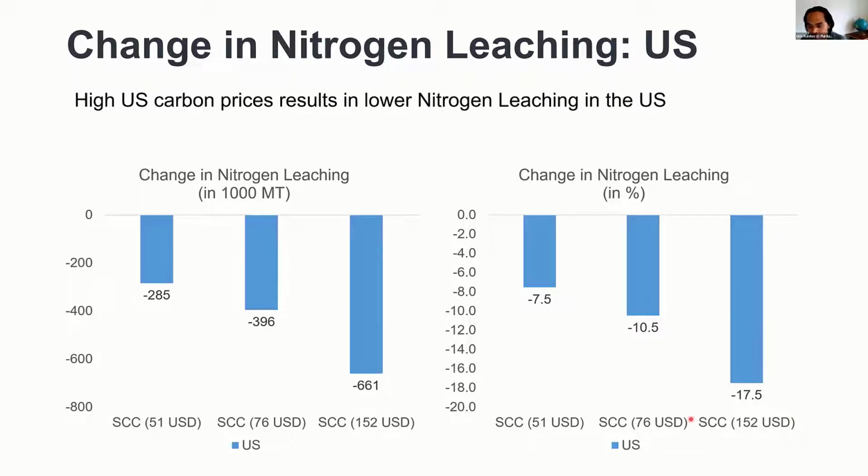And as you can see here, in terms of percentage changes, at the highest level of the social cost of carbon, you could actually reduce the nitrogen leaching by around 18% within the continental US. So this shows you that there are some co-benefits when we're looking at the other effects of this climate policy. The climate policy doesn't just address the climate itself, like GHG emissions and so on, but it could also have impact in terms of improving water quality by curtailing nitrogen leaching.